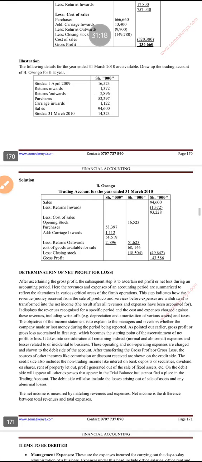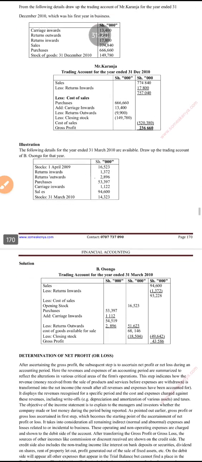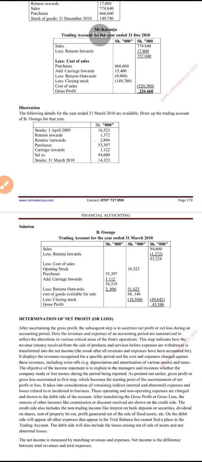So we are going to close our class at that point, and then we shall continue with determination of net profit or loss in our next lesson.